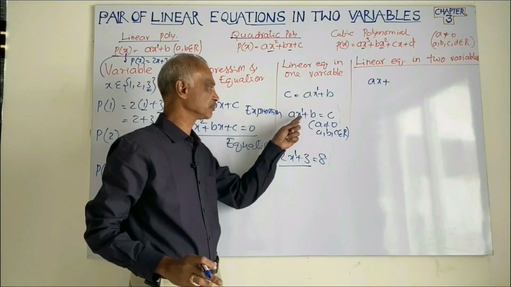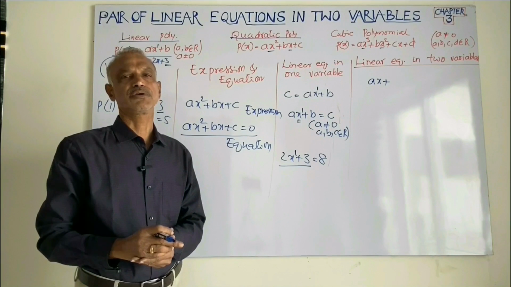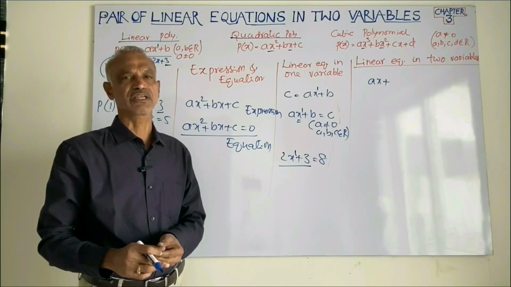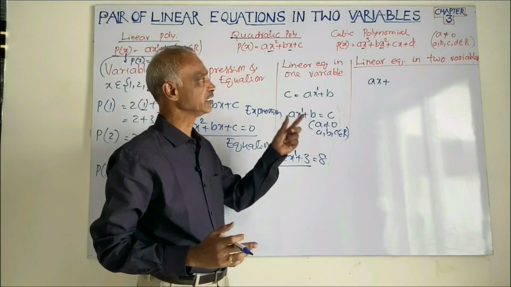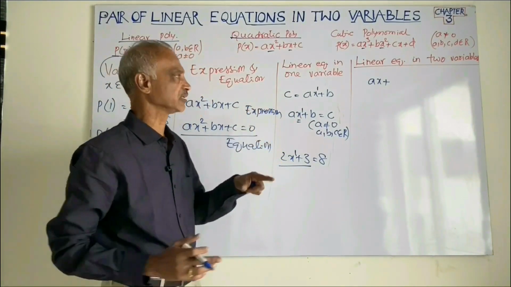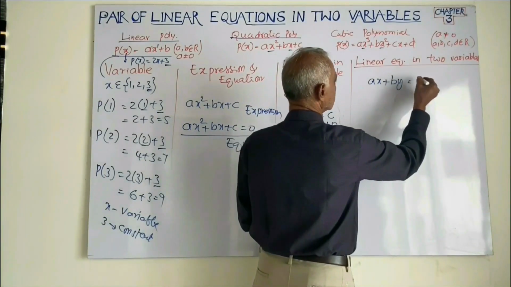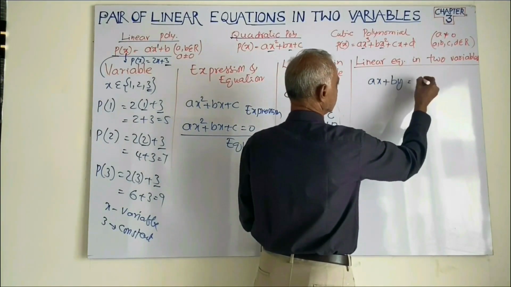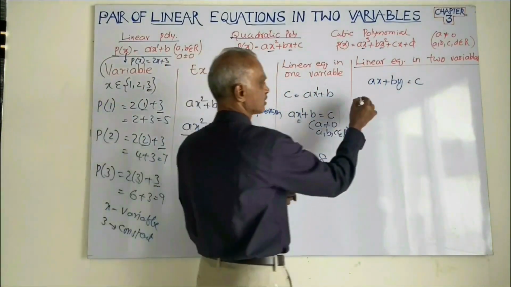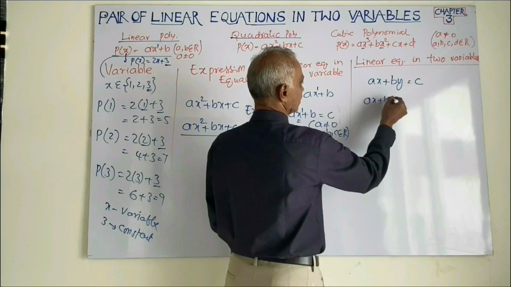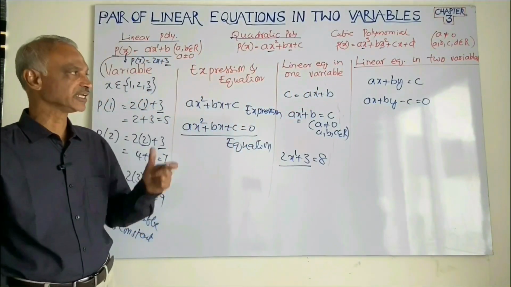It is having only one variable, that is x. You take another variable. Usually we will take variables as x, y, z, like that. Linear equations in two variables means ax plus by is equal to c. You can take ax plus by, or otherwise ax plus by minus c is equal to 0. This is a linear equation in two variables.